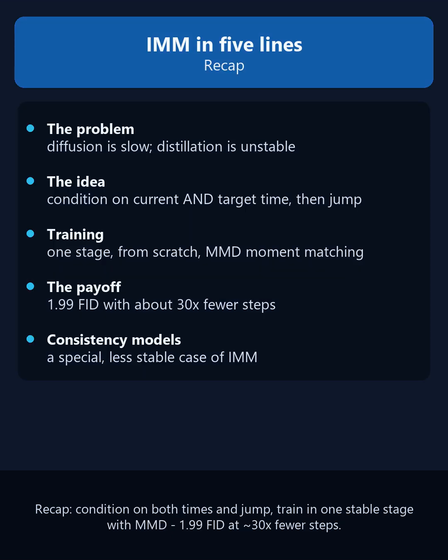Let's recap. The problem: diffusion is slow, and speedups like distillation and consistency models are unstable. The idea: condition the network on both the current and the target time, then learn to jump between them. Training is single stage, from scratch, using maximum mean discrepancy for stable moment matching. The payoff: 1.99 FID with about 30 times fewer steps. And consistency models are just a special, less stable case of IMM.